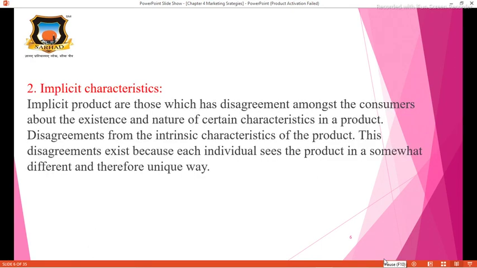Let us see about implicit characteristics. Implicit characteristics are those where there is a disagreement amongst the consumers about the existence and nature of a certain characteristic in a product. The disagreement arises from the intrinsic characteristics of the product. This disagreement exists because each individual sees the product in a somewhat different and therefore unique way.